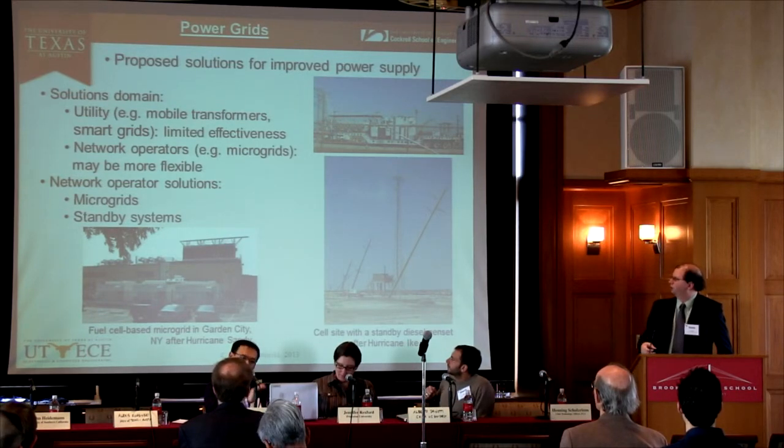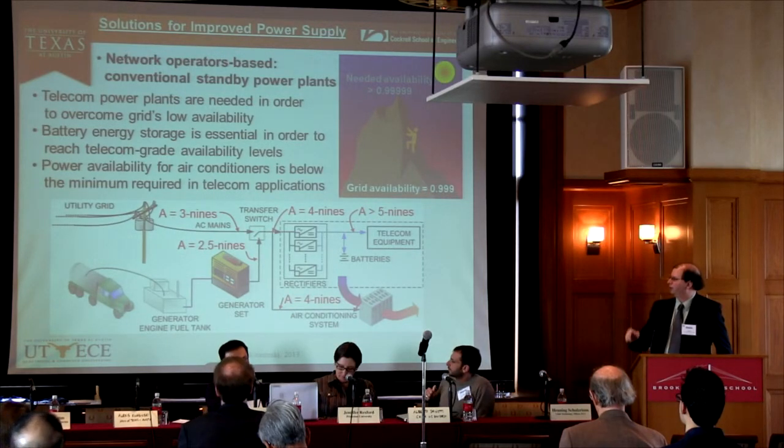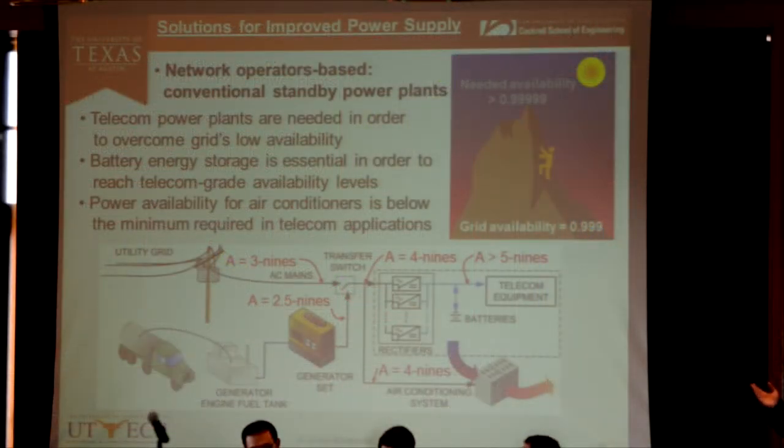At the network operator solution, you have the conventional solution, which is standby systems, which I'm showing here. And the only reason why communication networks implement this is because they need to overcome the grid availability, which is 99.9% of the time, into reaching 99.999% of the time, which is the requirement. And to do that, you have generator sets and you have batteries. Batteries are essential. You cannot reach that level required without batteries.